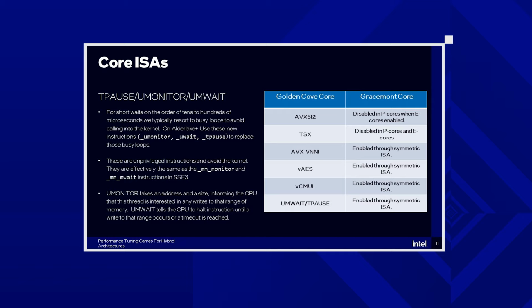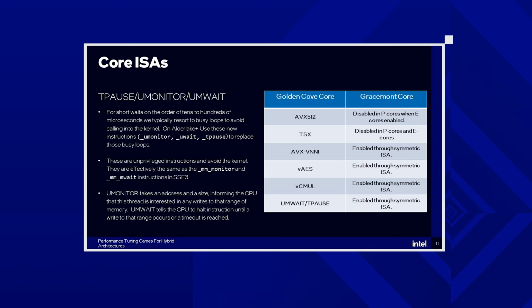For short waits on the order of tens to hundreds of microseconds, we typically resort to busy loops to avoid calling into the kernel. And on Alder Lake and newer, these new instructions, umonitor, umwait, and tpause, we can use those to replace those busy loops. These are unprivileged instructions and avoid calling into the kernel.